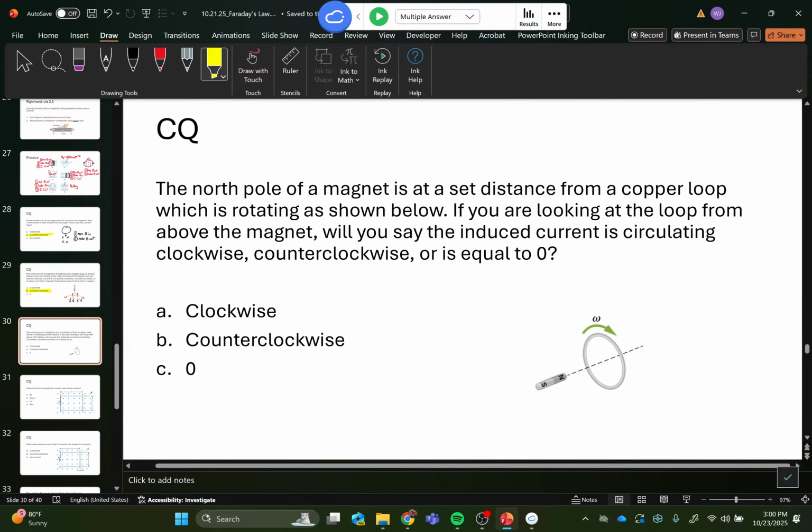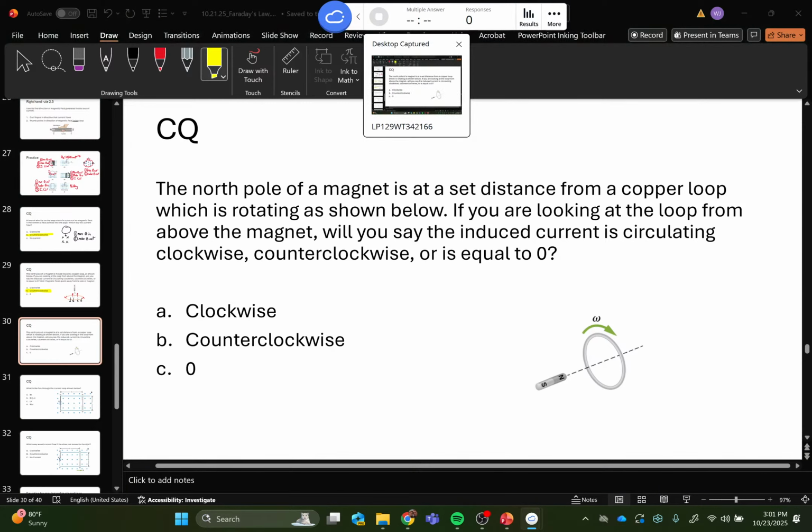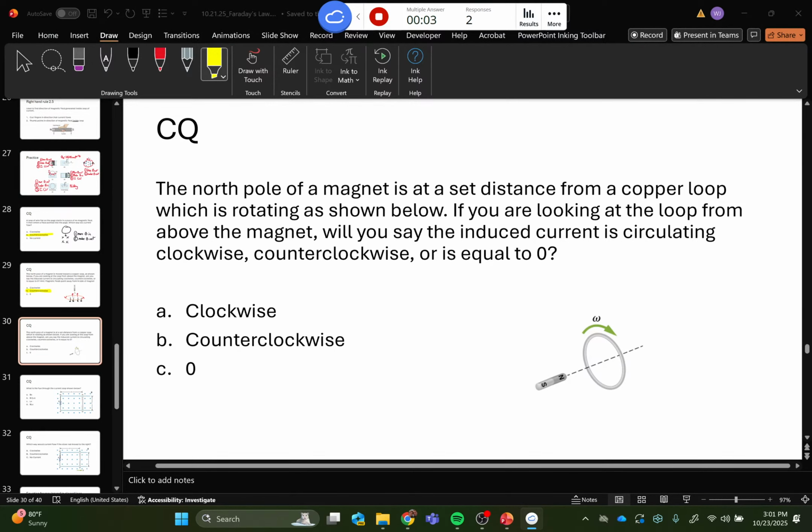All right. I've got a north pole of a magnet, and then I've got a hoop. When I say this hoop is spinning, it's not spinning like a coin. It's spinning like a steering wheel. My question to you is, what is the direction of the induced current? Is it clockwise, counterclockwise, or zero? It is spinning like a steering wheel.